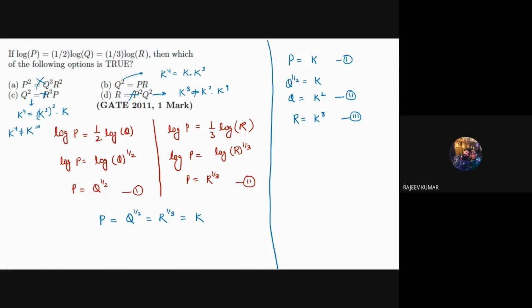The correct answer is B. Just check it out once. The only thing possible is q square equals p r. The only place where this kind of thing is possible. Okay, let's move on to the next question.